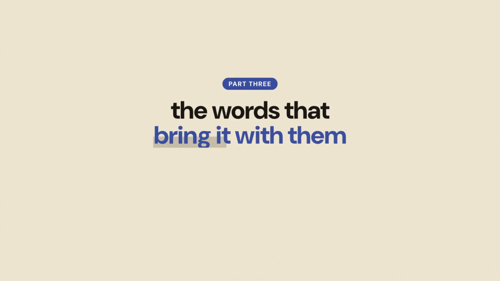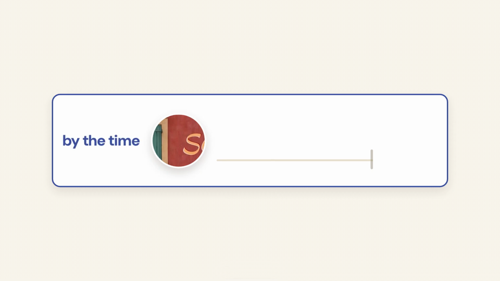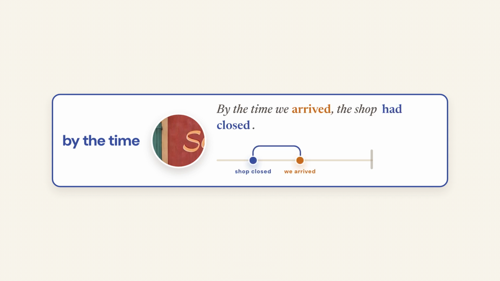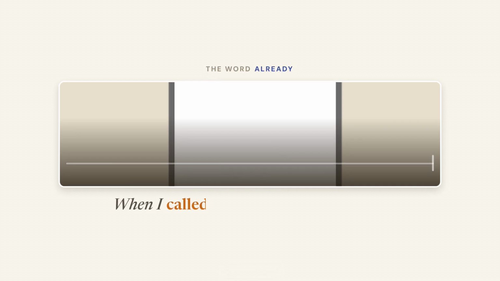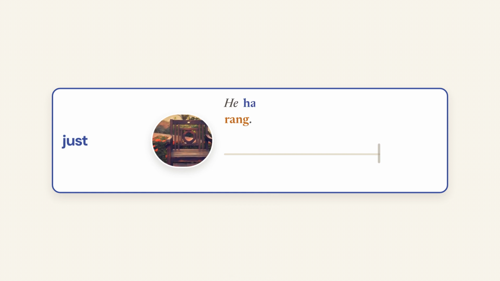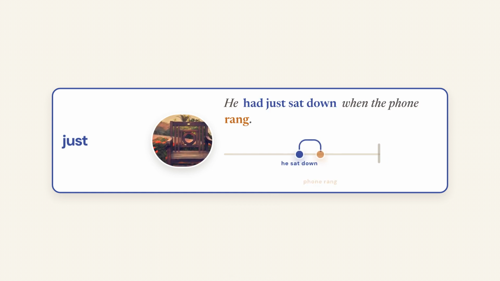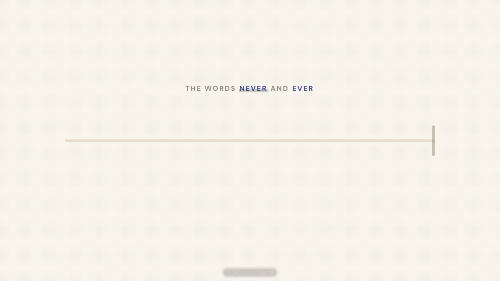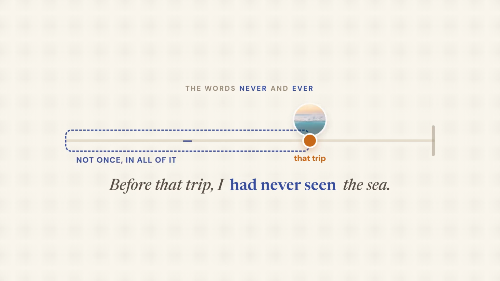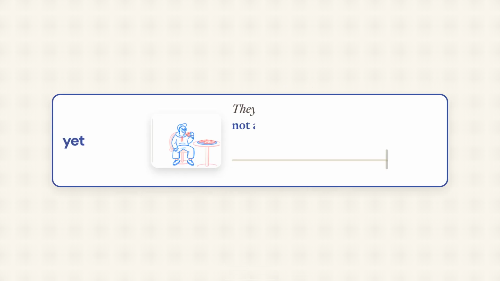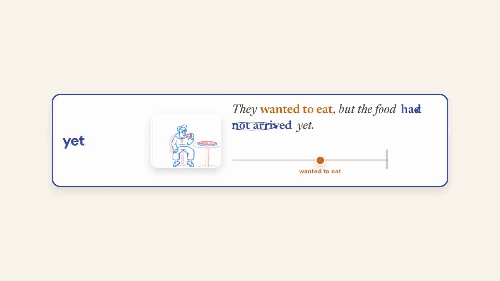Some words almost always bring the past perfect with them. When you hear these, your ear should expect a "had." By the time we arrived, the shop had closed. Already: when I called her, she had already left. Just: he had just sat down when the phone rang. Never and ever: before that trip, I had never seen the sea. Yet: they wanted to eat, but the food had not arrived yet.